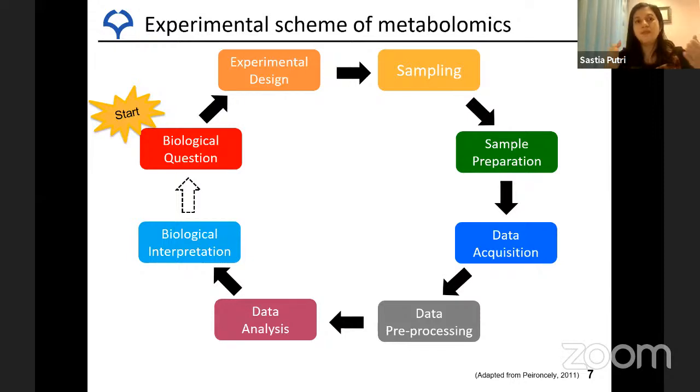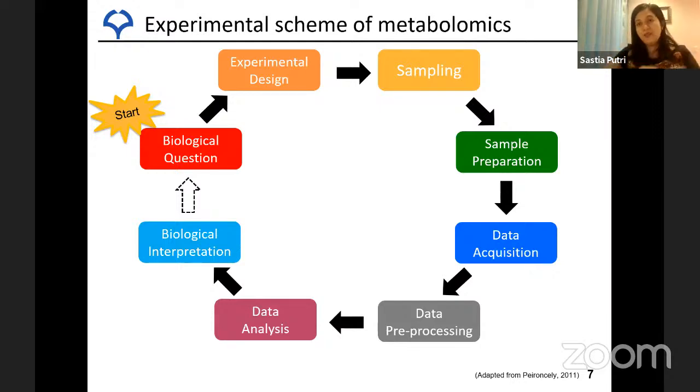If it's already a good, solid biological question, then you will go to the experimental design, where you would decide the extraction solvent of choice, how to do sampling, how to optimize the sample preparation, and then the data acquisition: what kind of instrument you would like to choose for the target metabolites that you would like to analyze, the coverage of metabolites that you think would be important to answer your biological question. And then you do appropriate data pre-processing, and then you do the data analysis. Afterwards comes the biological interpretation.